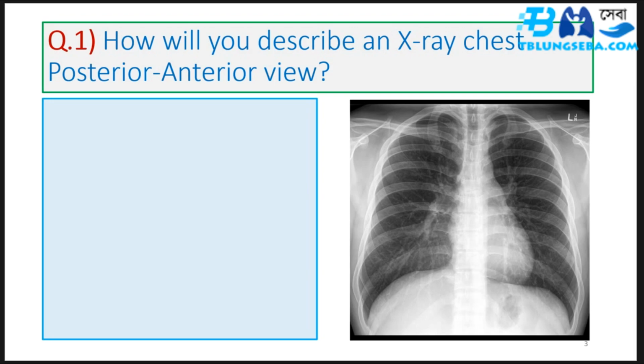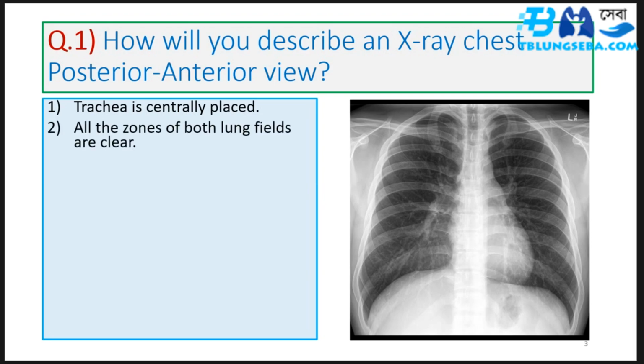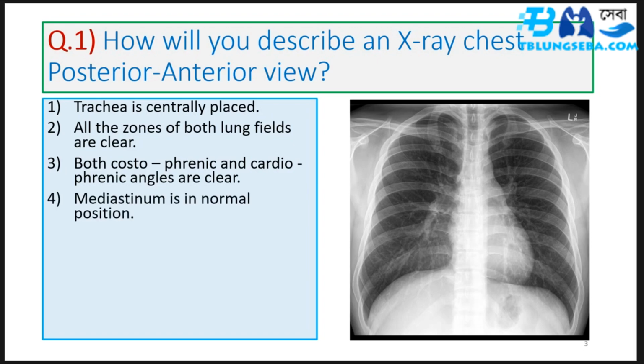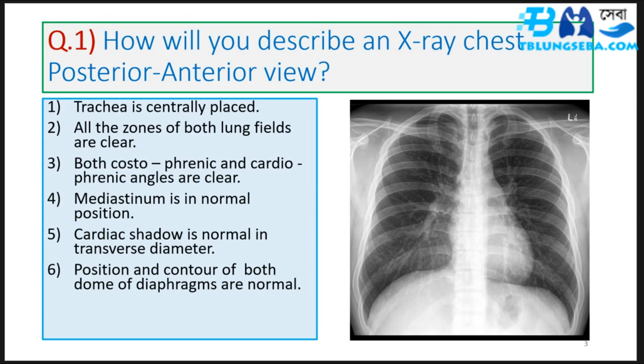Q.1 How will you describe an X-ray chest posterior anterior view? 1. Trachea is centrally placed. 2. All the zones of both lung fields are clear. 3. Both costophrenic and cardiophrenic angles are clear. 4. Mediastinum is in normal position. 5. Cardiac shadow is normal in transverse diameter. 6. Position and contour of both domes of diaphragm are normal. 7. Bony thorax and soft tissues are normal.